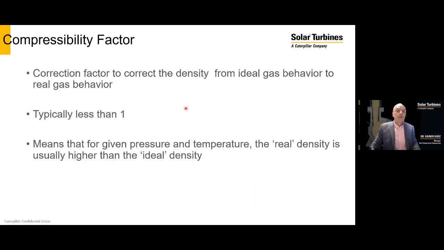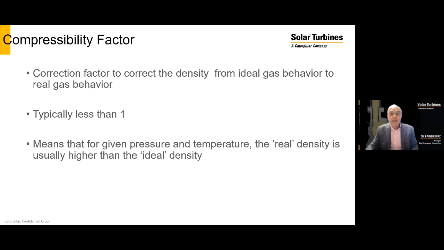So a quick word about this compressibility factor, which is basically a correction factor that corrects the density that you would get for an ideal gas in a compression process to the density that you actually get for the real gas. In most of our applications, it's typically less than 1. That basically means that for a given pressure and temperature, the real density is a bit higher than the ideal density, which is a good thing.